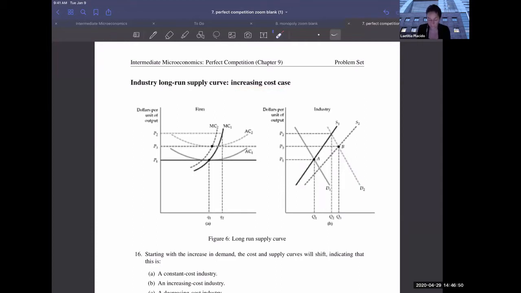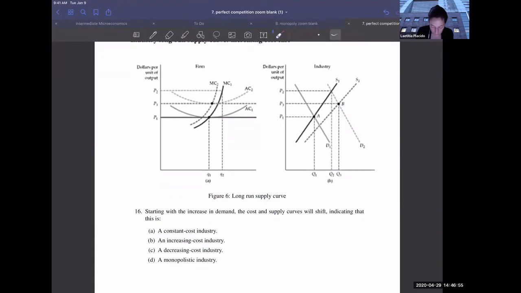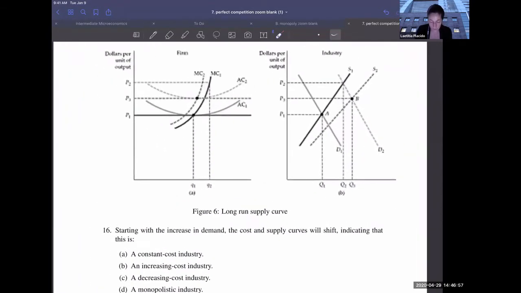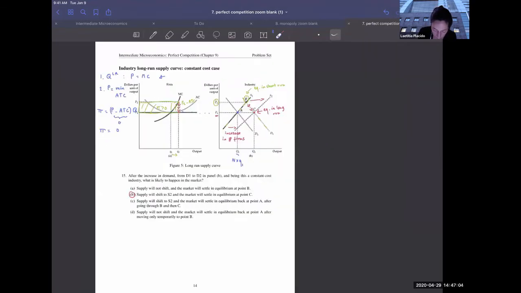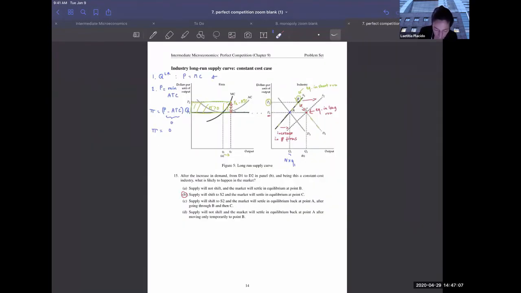In the next question here, we make the assumption of increasing cost. So what does it mean? Let me go through this scenario again. Here things will be a little bit different. Just as a reminder, the supply curve of any firm in the long run is a horizontal line where price equals minimum average total cost. That's the long run supply.